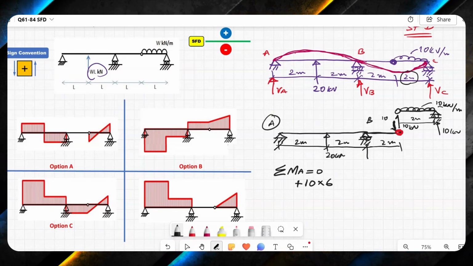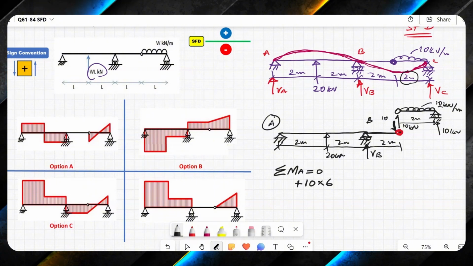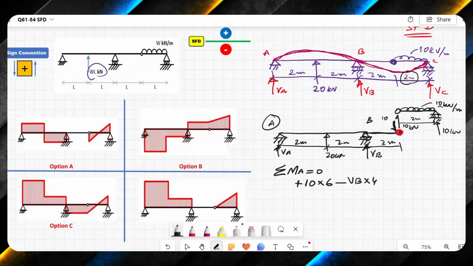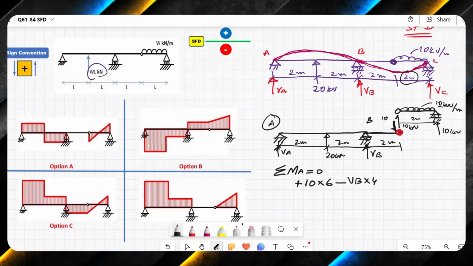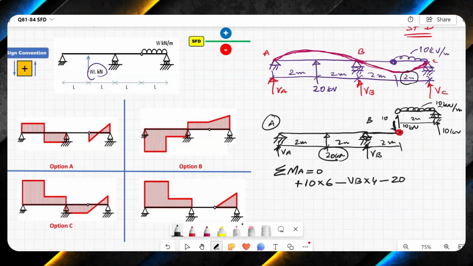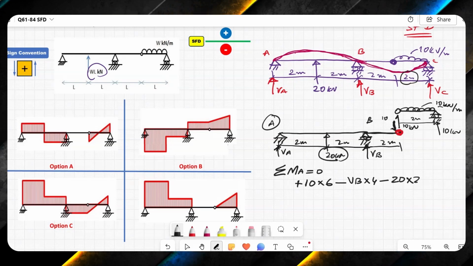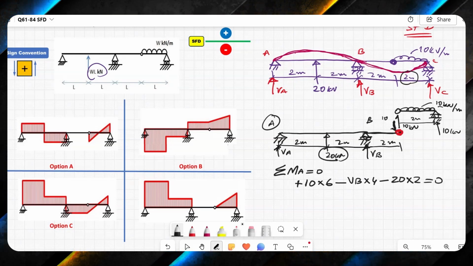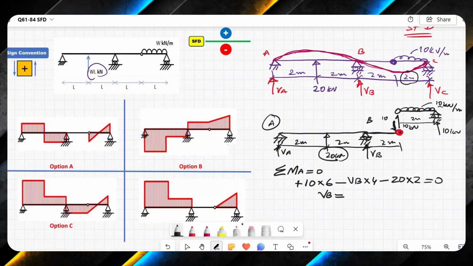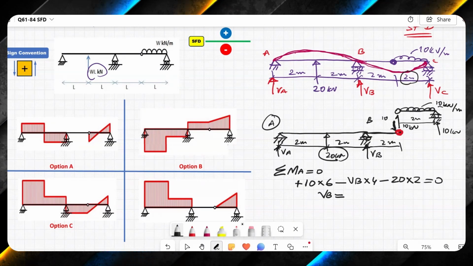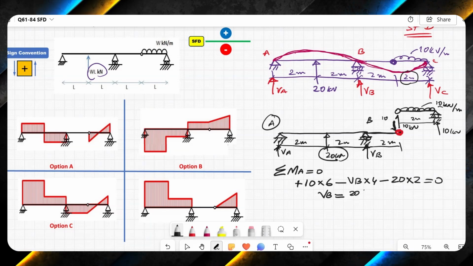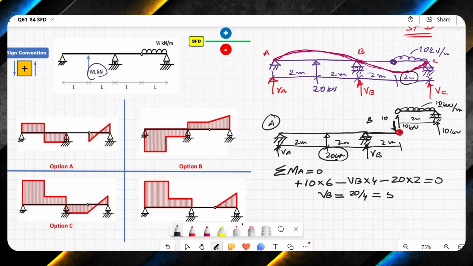And I have this reaction which I've assumed VB vertical and VA vertical. So minus VB times 4, with respect to A it is creating anti-clockwise moment. And then I have this load of 20 kilonewton. This is creating anti-clockwise moment as well. So 20 times 2 is equal to 0. If you simplify this, you will get VB as 60 minus 40. This is giving 20. So 20, if you take it on the other side, it will be negative 20. So negative will get cancelled. I will have 20 divided by 4, which means 5 kilonewton.